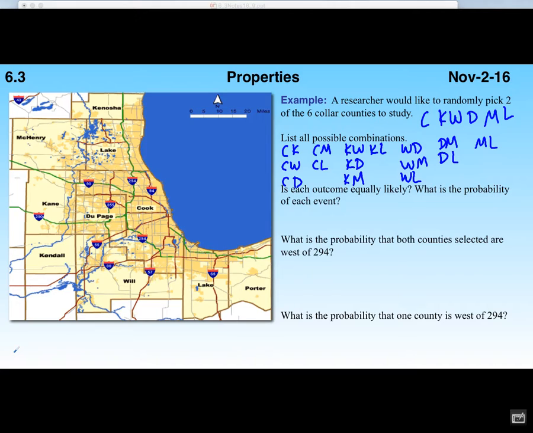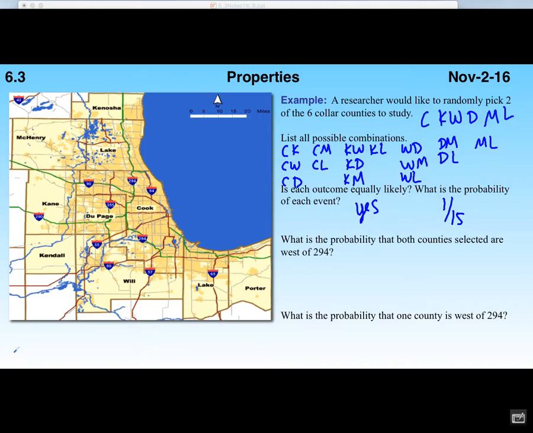Of course, if you were doing this with your homework, you would define what all those letters mean. So C stands for Cook County, K stands for Kane County, etc. Is each outcome equally likely? So is it equally likely that I choose Cook and Will as it is DuPage and Lake? I'm just picking names out of my hat, so I want you to assume that yes, they're all equally likely. What is the probability of each combination? 1 out of 15. There's 15 of them, so the probability that I get any one of them is 1 out of 15.